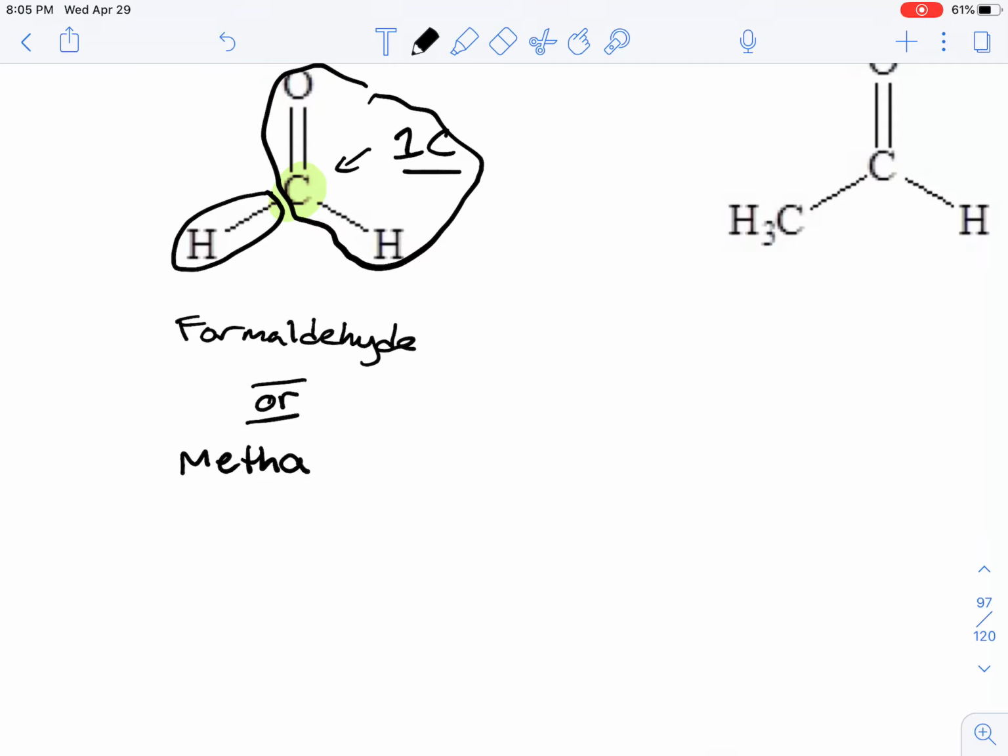Since I know that there's a single bond between the carbon and the hydrogen, I'm going to go ahead and use methane. I'm going to erase the E, and I'm going to add the AL ending to represent the aldehyde. And that's it. Remember that the number 1 is omitted when naming aldehydes.